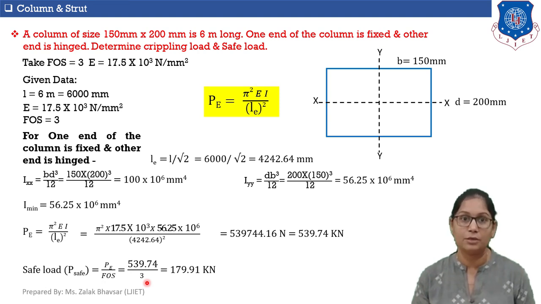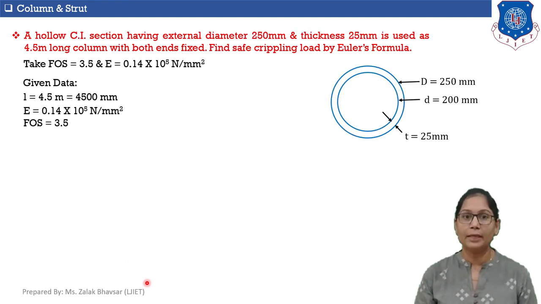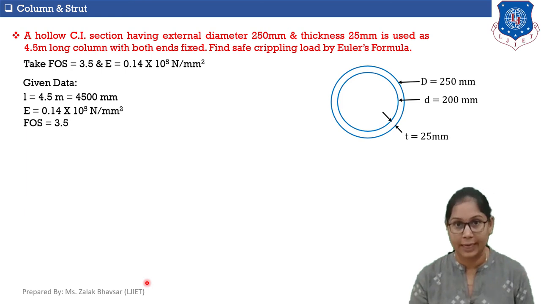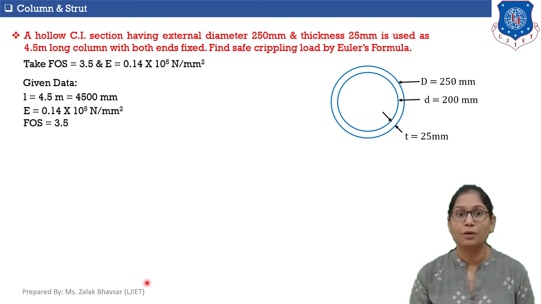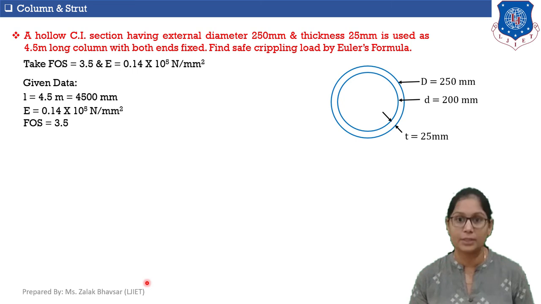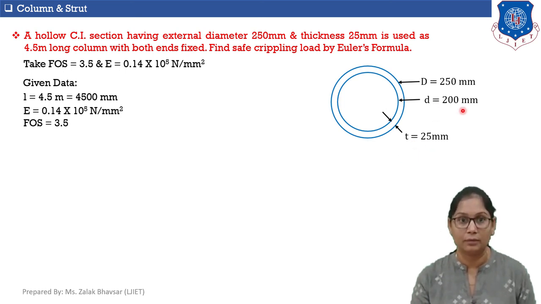Now let's calculate one more numerical. Okay, so here a hollow cast iron section having external diameter 250 mm and thickness 25 mm is used as a 4.5 meter long column. Okay, so here the dimensions of the column are given and the column section is a circular hollow section. The external diameter D is 250 mm and thickness is 25 mm. So internal diameter will be 200 mm.